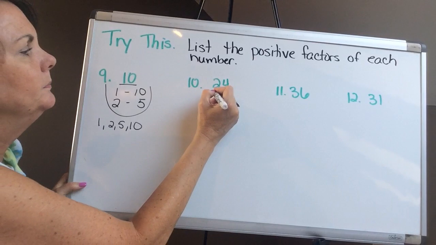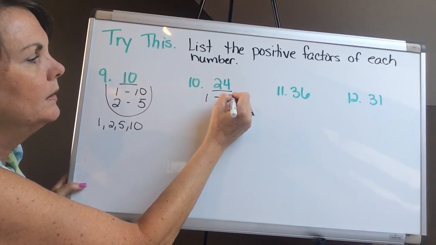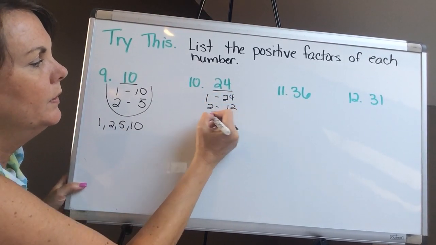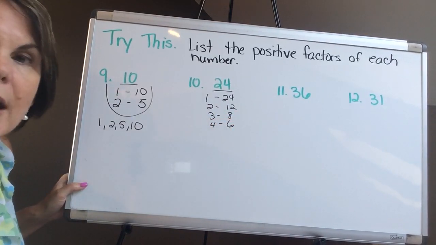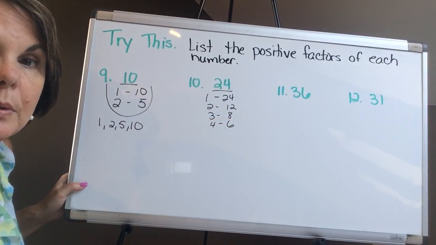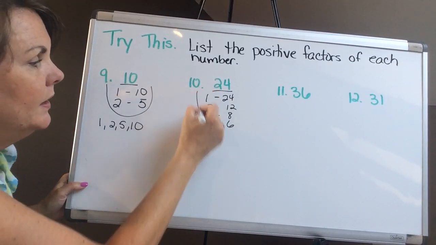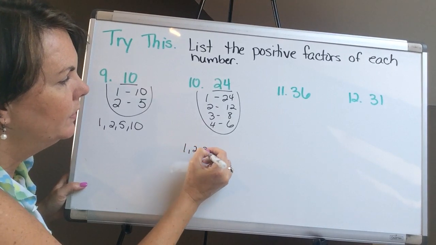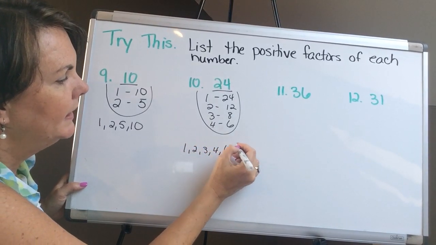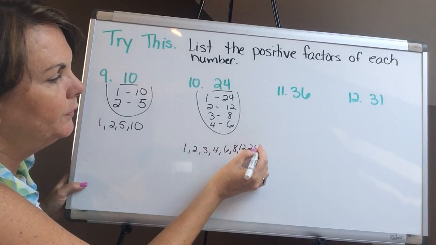Number 24. 1 times 24, 2 times 12, 3 times 8, 4 times 6. Next number I would try is 5, but it's not divisible. Next one would be 6, but it's already there. So my factors are in order from least to greatest. 1, 2, 3, 4, 6, 8, 12, and 24.